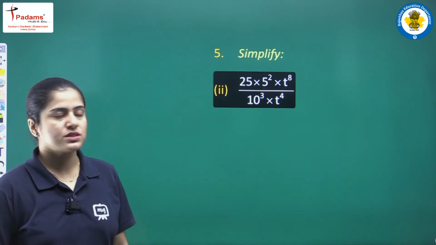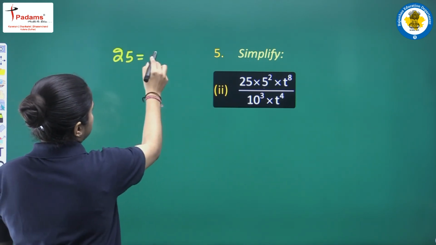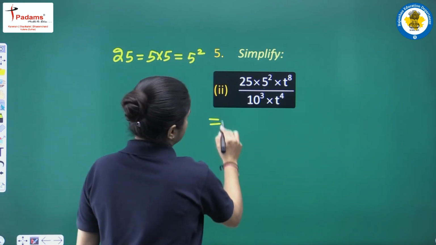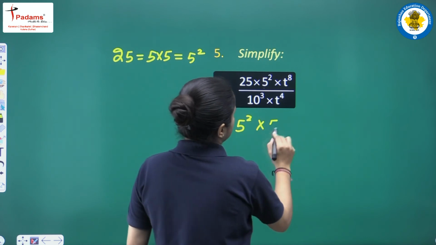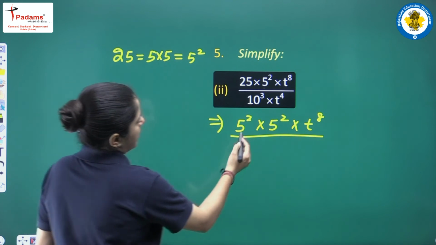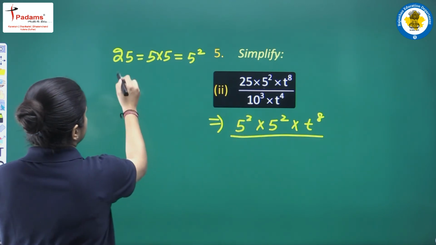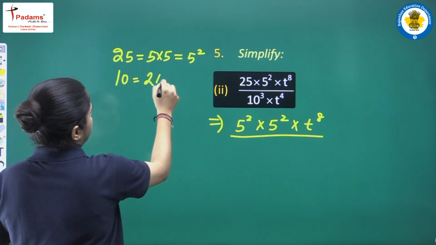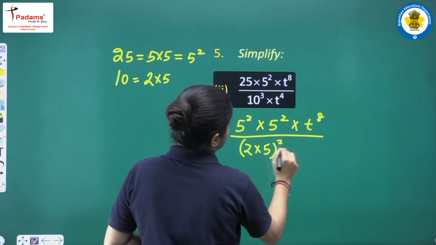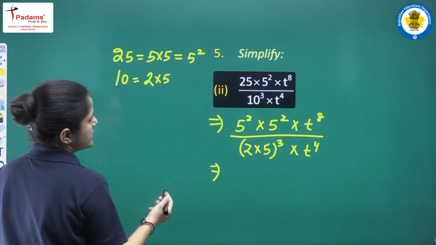Looking at the part 2 students, यहाँ पे इसको solve करेंगे, ठीक है? Now students, 25 can be written as 5 into 5, that is 5 raised to power 2, okay? 5 raised to power 2 into 5 raised to power 2 into t power 8 upon 10 raised to power 3. Now students, here you can write it as, कैसे लिख सकते हैं? 10 को हम लिख सकते हैं 2 into 5, (2 into 5) raised to power 3 into t power 4. Okay, now students have a look.